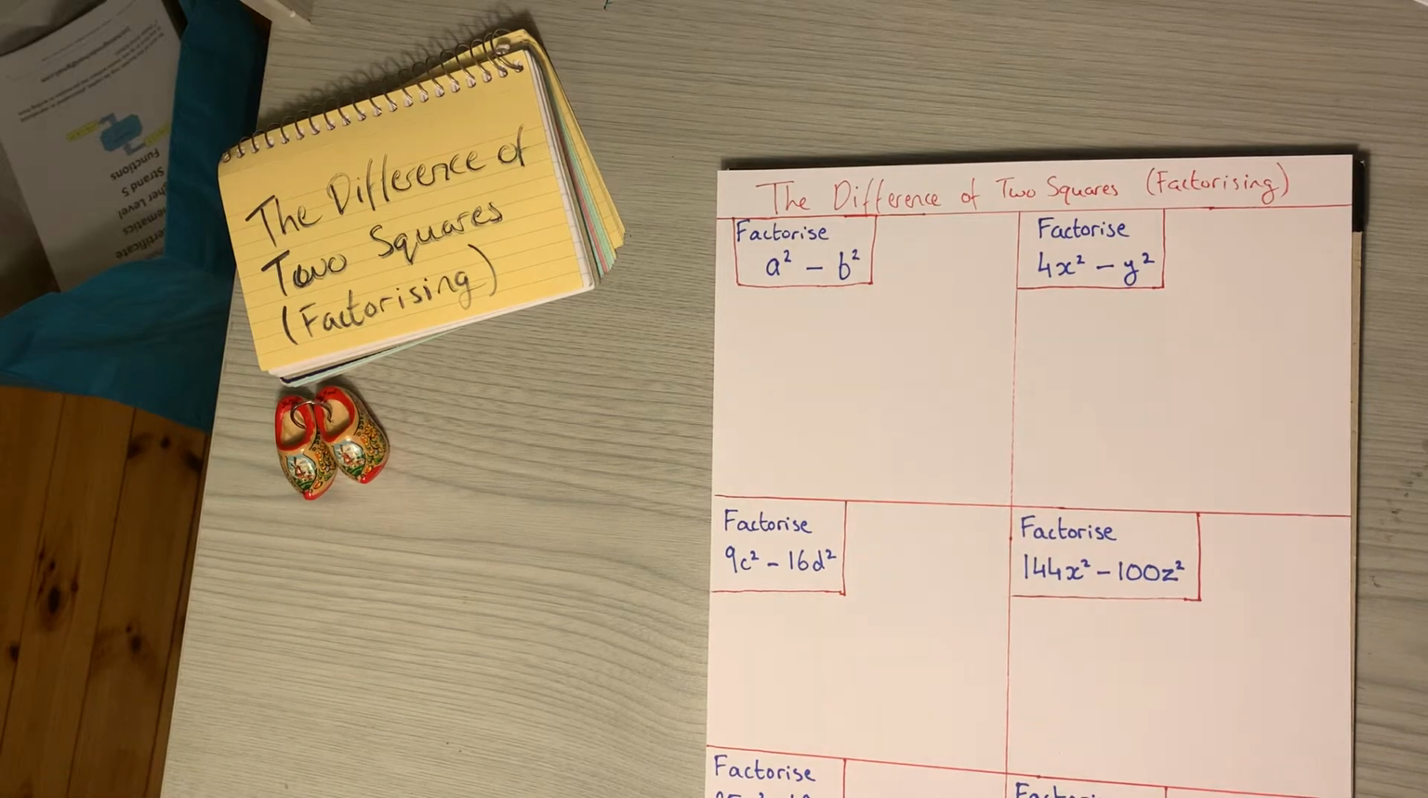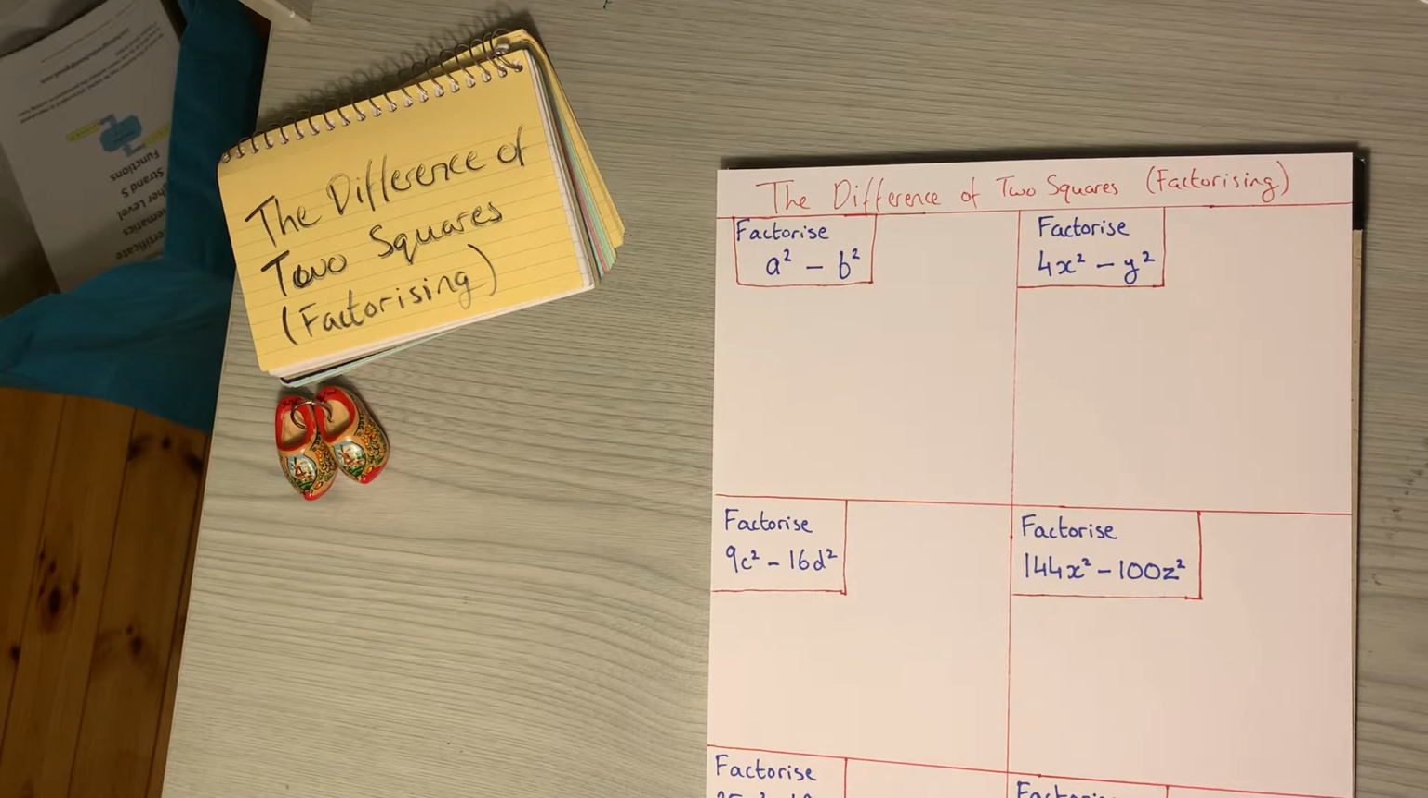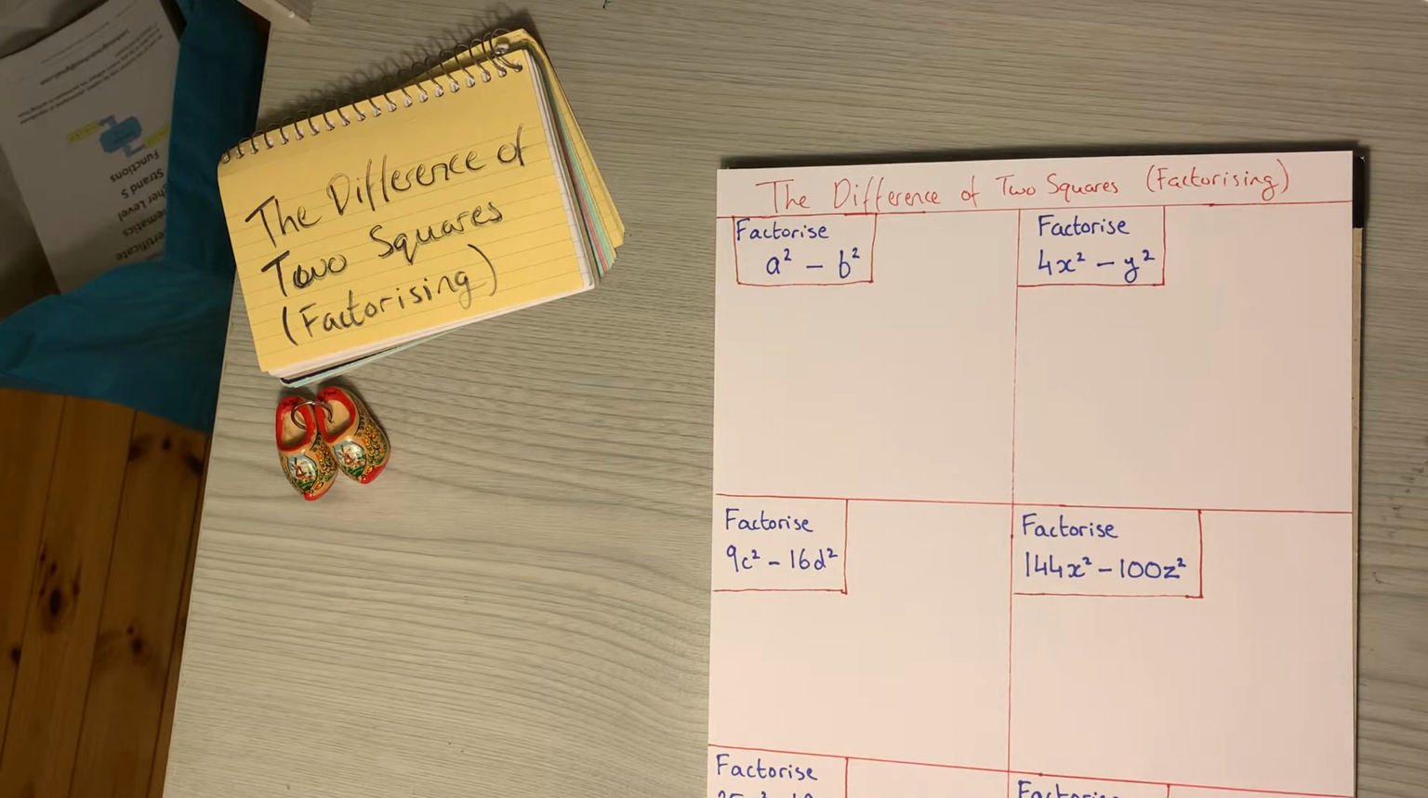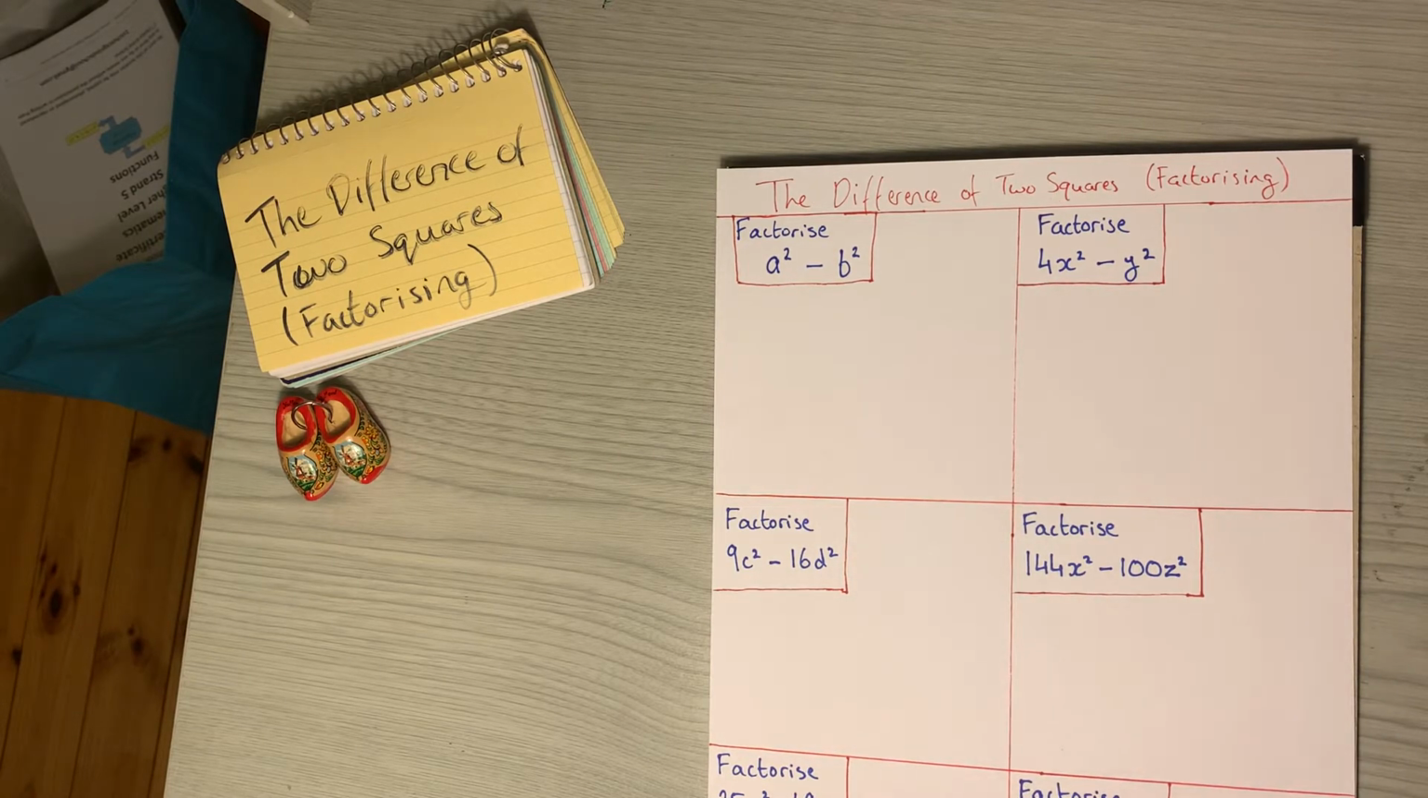Okay, so we looked at how to factorize quadratics, particularly quadratic trinomials. So those were quadratics with three terms in the expression. But now we're going to look at how to factorize the difference of two squares.